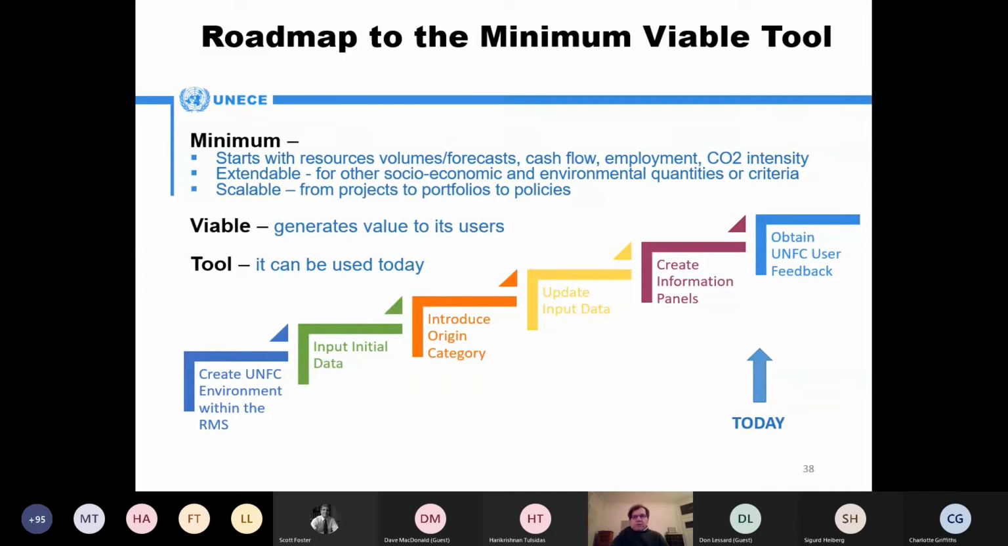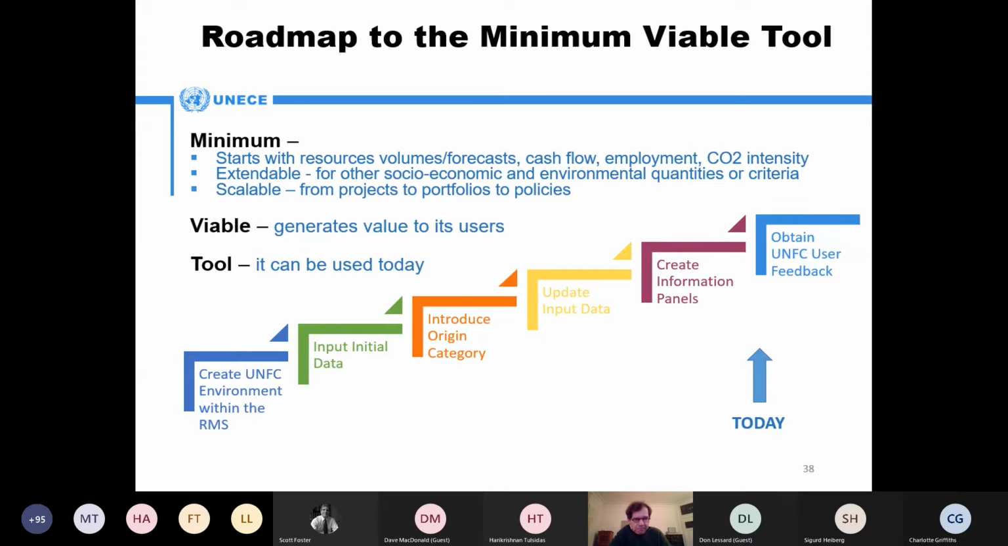So the roadmap to what we've done so far is we started with a very simple minimum tool. So the functional requirements were very brief. Start with the resource volumes and forecasts. Start with financial parameters like cash flow. Start with social parameters like local employment. And start with environmental aspects like the CO2 intensity or greenhouse gas emissions.